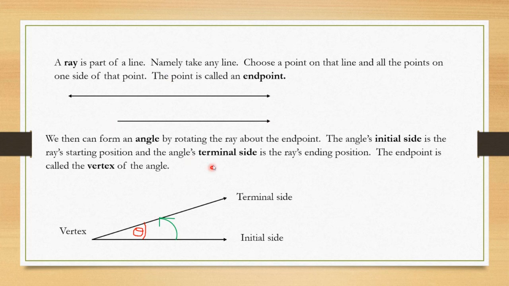And essentially down here, we'll get to this next time, but using this ray, if you rotate about its endpoint, you end up forming an angle. Basically, this is the after picture when you're forming an angle. You rotate it about that endpoint. This is the starting position of the angle. This is the angle's initial side. This is its terminal side.